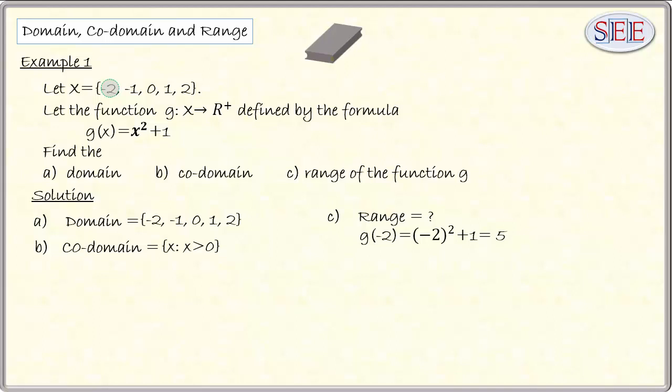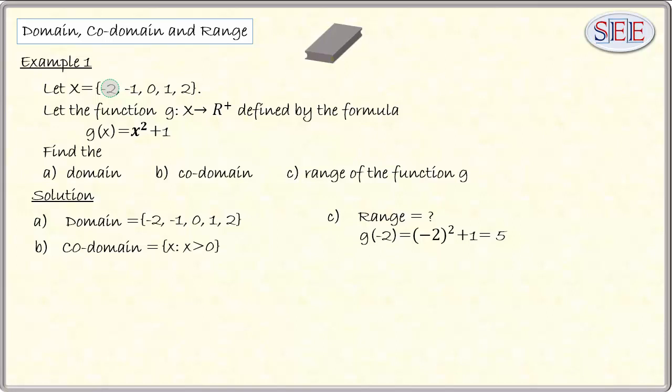So I will now have g of minus 2. Replacing x by minus 2 in the formula g of x equals x squared plus 1, I will have g of minus 2 equal to minus 2 squared plus 1. And minus 2 squared is simply positive 4. So 4 plus 1 gives the answer 5. Therefore, the image of minus 2 is 5.